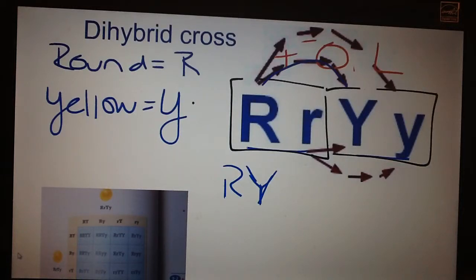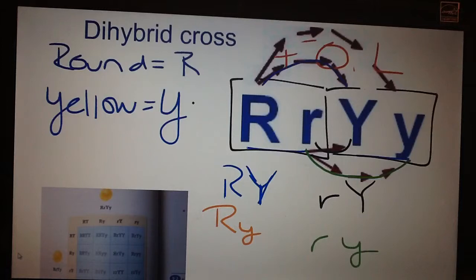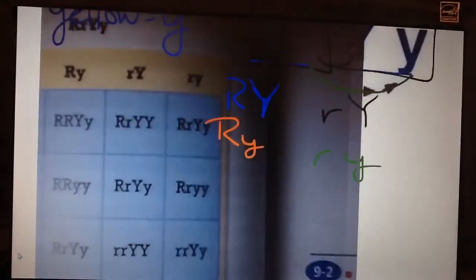Next for FOIL, F-O, outside. So what do we have? Big R, little y. Then the inside, little r, big Y, and then our last one is the last alleles for each set, so little r, little y. These are the 4 possible alleles that we'll then be adding to our dihybrid cross.